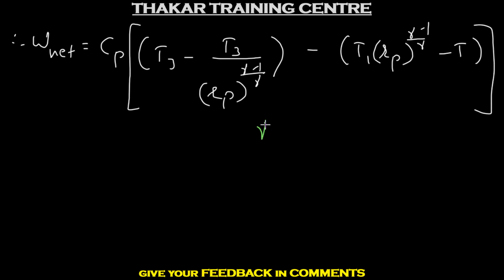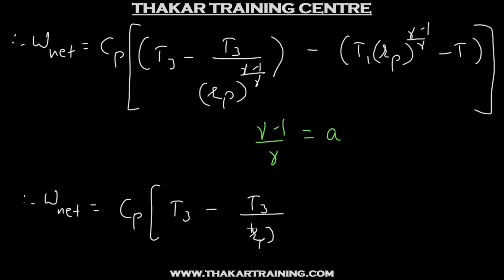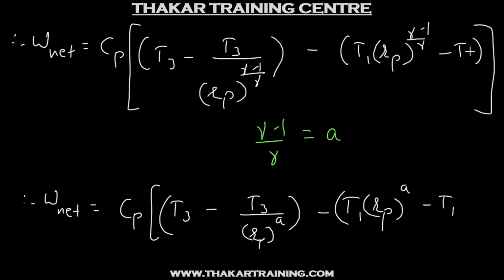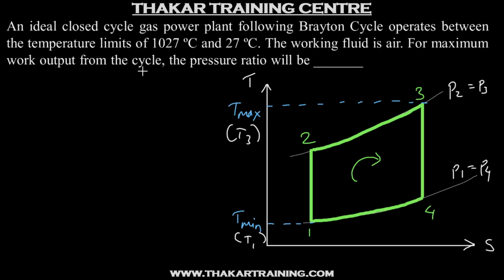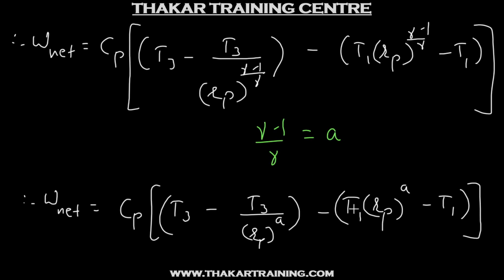So to make it convenient, we will take gamma minus 1 by gamma as a constant A. So W net equals Cp into T3 minus T3 upon Rp raised to A, minus T1 Rp raised to A, minus T1. Now looking at the question again, for maximum work output from the cycle, what will be the pressure ratio? The constraints are T max and T minimum. So instead of T max and T minimum, we have written it as T3 and T1. So we have the entire expression for W net in terms of Rp. So the variable is Rp.